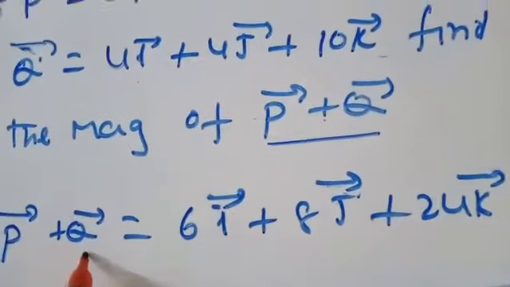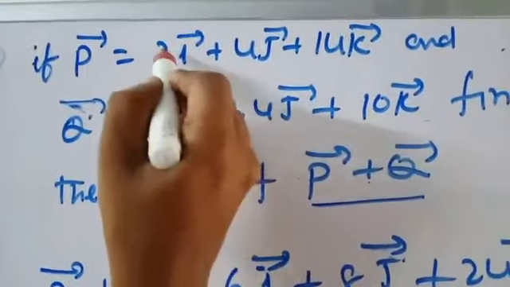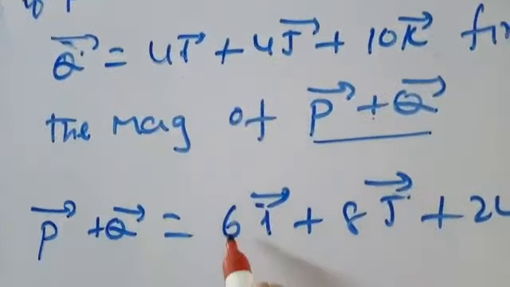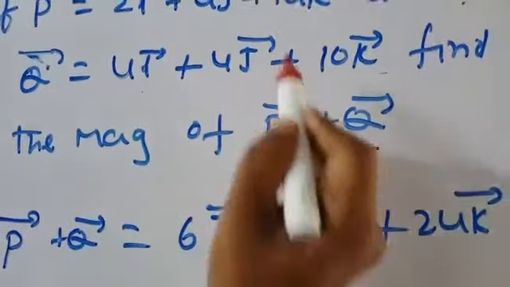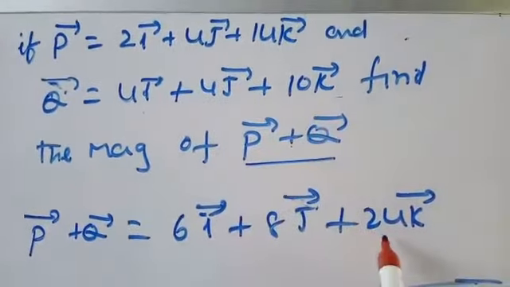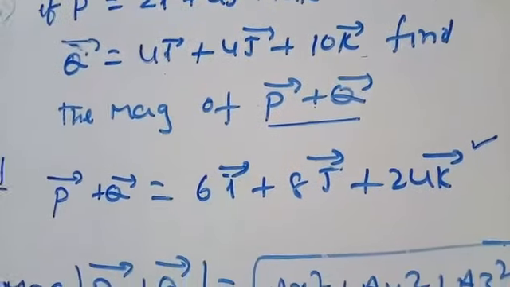P bar plus Q bar is the addition of two vectors: (2+4) = 6, (4+4) = 8, (14+10) = 24. This is the addition of P bar plus Q bar.